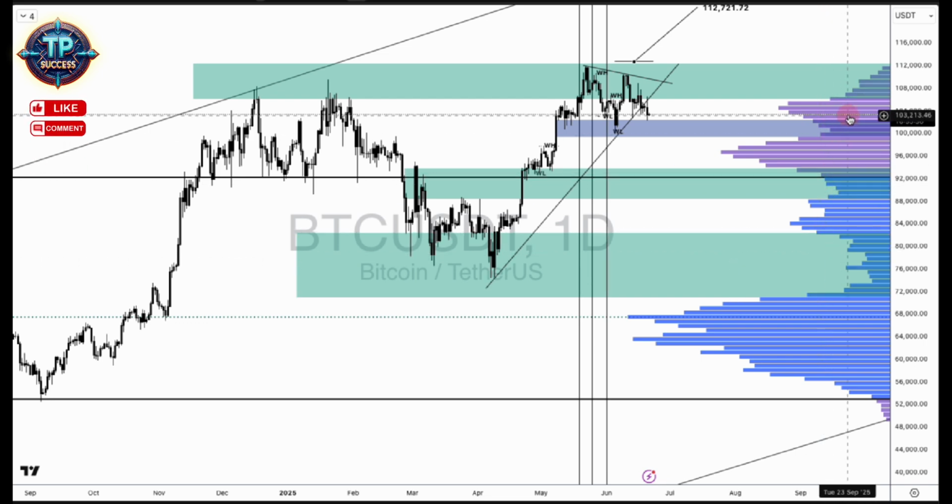So the first is low value area. So this is a low value area right here, and this is a low value area over here. And this area in the middle, it is the high value area, right?